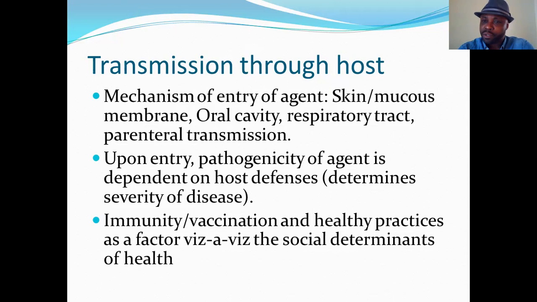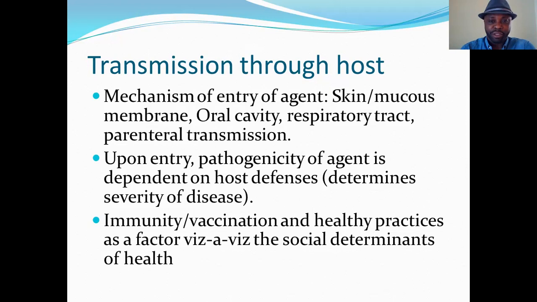That's what is called parenteral transmission. Then upon entry of such infectious agent, what happens? Usually when the infectious agent gets into the body, there's what we call pathogenicity. That is the ability of such infectious agents to cause disease, which is dependent on the host defenses. The host defenses determine not just the ability for that infectious agent to cause disease, but also the severity of the disease, whether it's going to be mild in you, moderate, or severe.